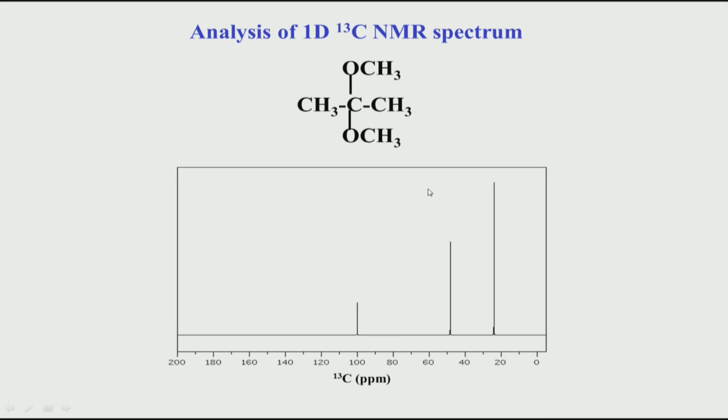So, let us begin the assignment. How do we assign which peak is which carbon? Again we can use simple logic, that whenever you have an oxygen attached to a carbon, it comes somewhere around 50-60 ppm, but remember this is OCH3.